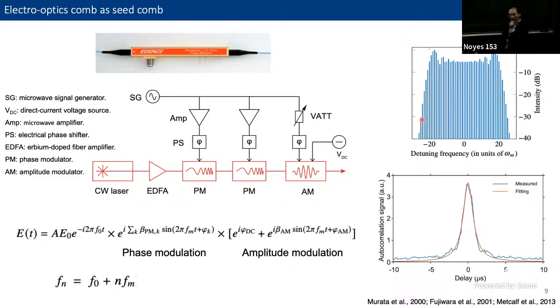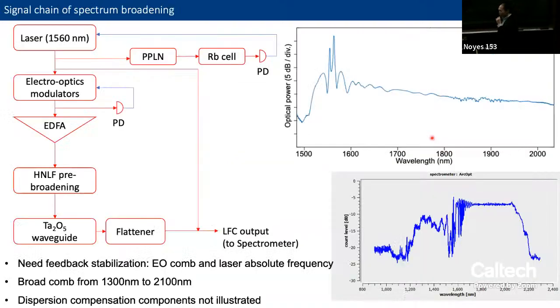And this 12 nanometer bandwidth is definitely far from useful for astronomers because they care about a much broader bandwidth. So what we have to do is send this seed laser through multiple post broadening stages. In our case, we start with this electro-optic frequency comb, and we send it through two consecutive broadening stages.